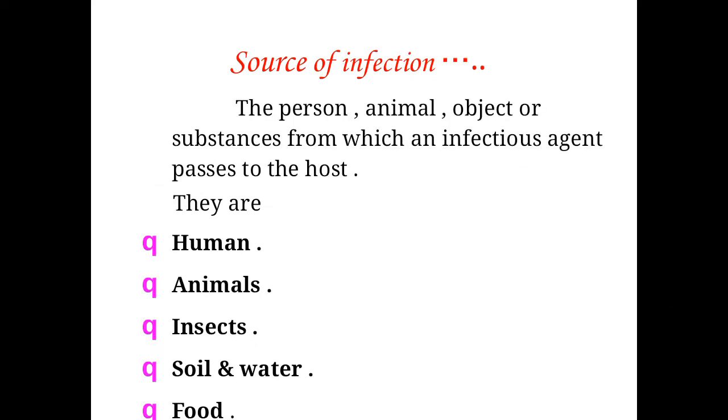Now we have completed the classification. Once again we will remind: classification under time, classification under the source, classification under the clinical effects. Now we will go to the source of infection. The person, animal, object or substance from which an infectious agent passes to the host. They are human, animal, insect, soil and water, food. First we will start with human.